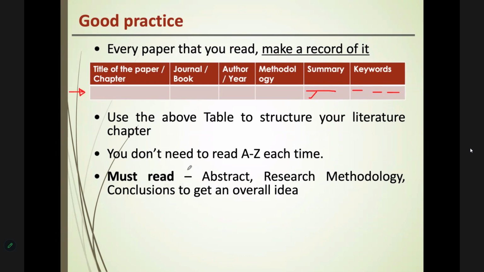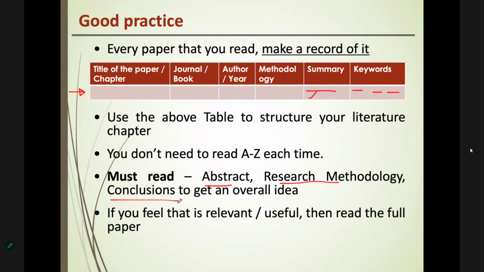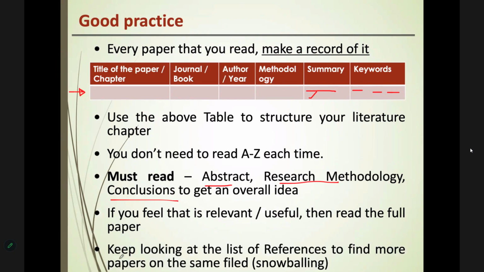Any paper, you must read the abstract. Don't forget to read the abstract. Research methodology, it tells you how rigorous the research is, whether it's a proper valid research, and the conclusions. If you read all these three, you can get an overall idea about the paper, right? And if you feel that is relevant, useful, then you read the full paper, right? And also I mentioned, keep looking at the list of references to find more papers on the same field.